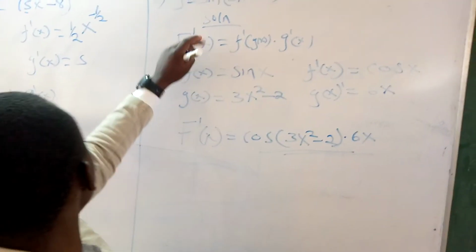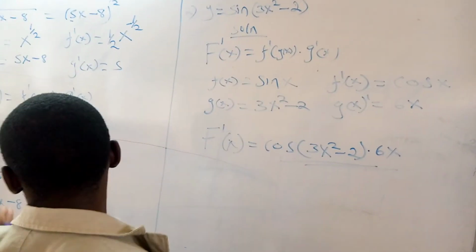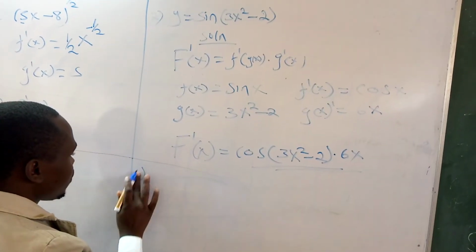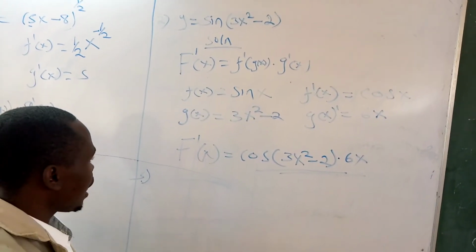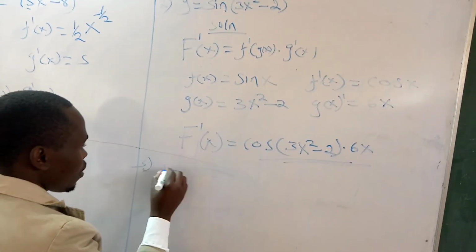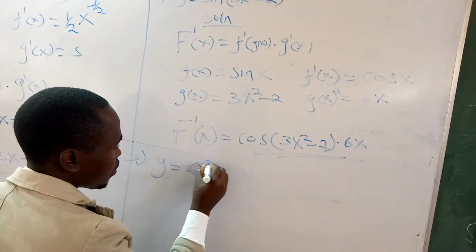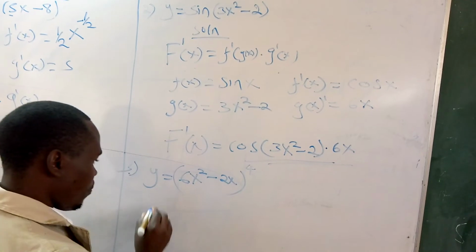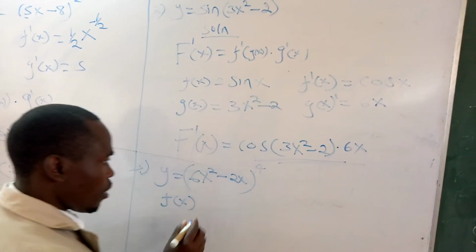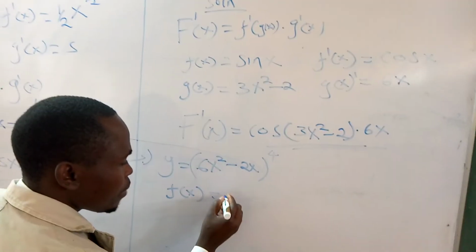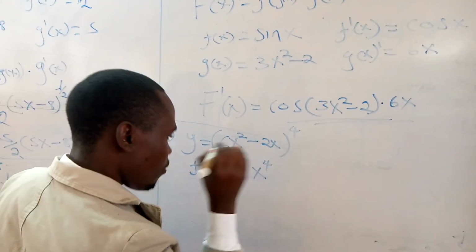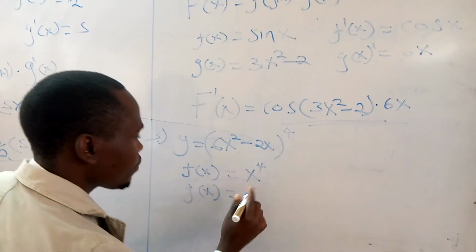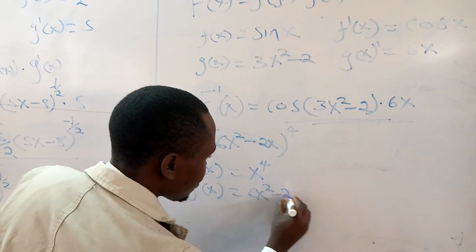But what about when you have not been given an example that looks like these? Maybe for number 3, the last example, y equal to 6x squared minus 2x, then raised to 4. I have to come up with f of x: the whole of this I assume to be x, then it will be raised to 4. Then the g of x will be the inside function, which is 6x squared minus 2x.